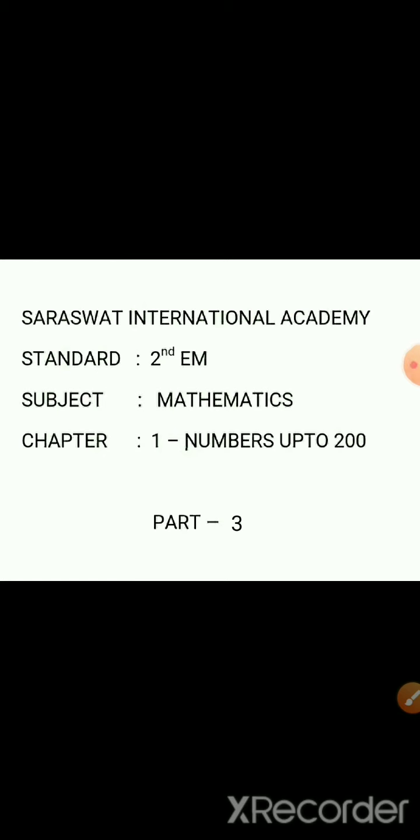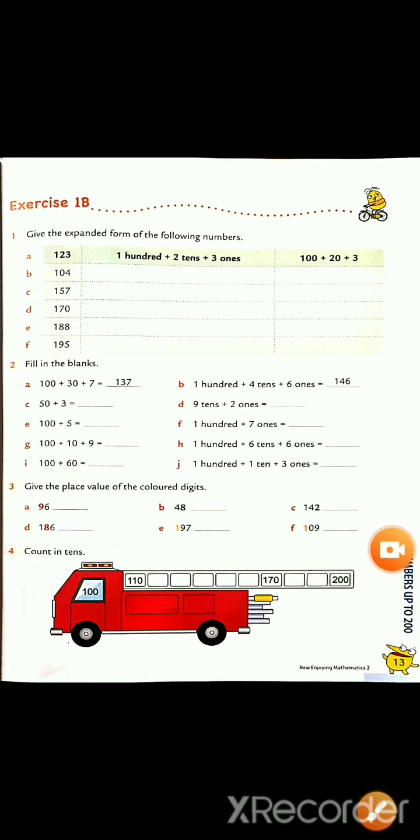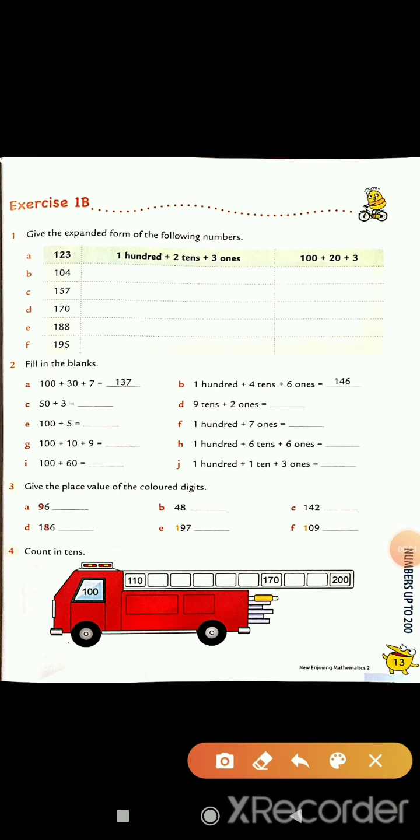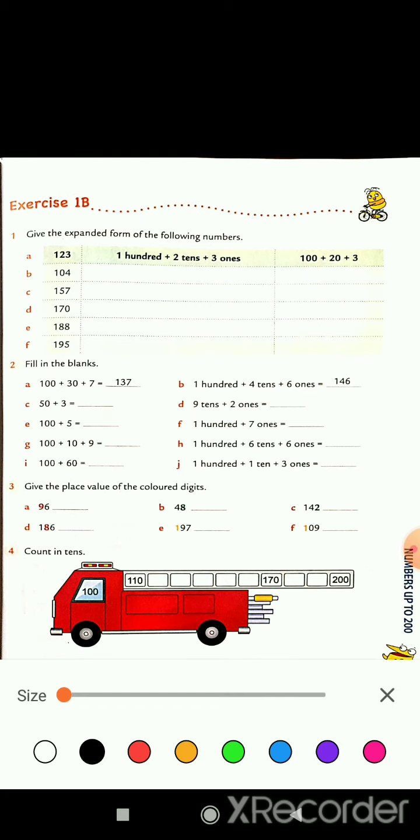I am teaching maths of standard 2nd, chapter number 1, numbers up to 200, part 3. Okay students, now let us start exercise 1B, that is question number 1. Give the expanded form of the following numbers. A. 123.